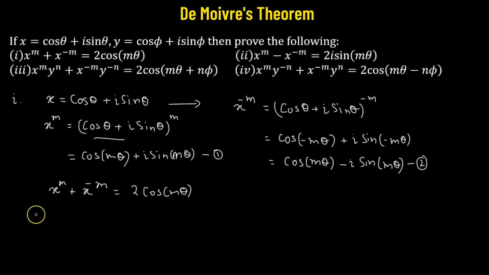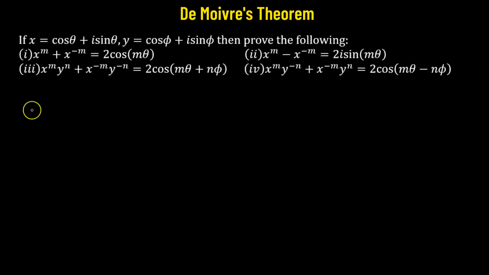Right. And to prove part 2, we will take x raised to the power of m and from it subtract x raised to the power of negative m, such that we get 2 iota times sine of m theta. Right. So we have successfully shown number 1 and number 2. Now we will go to 3 and 4.